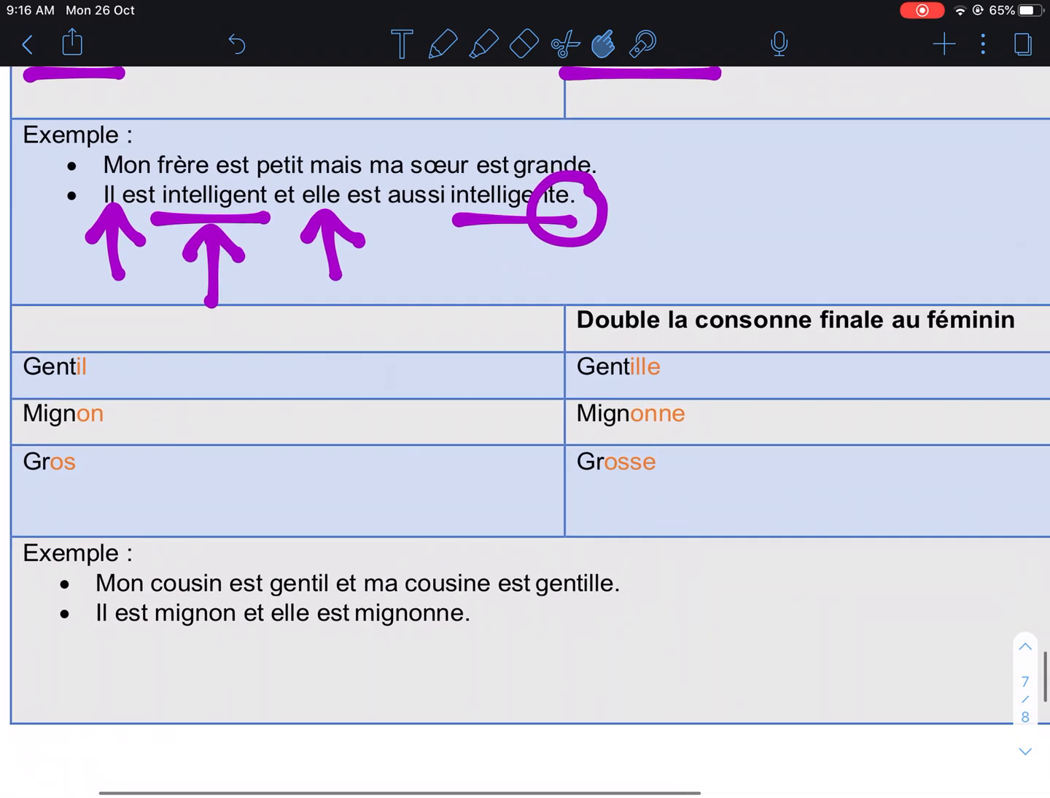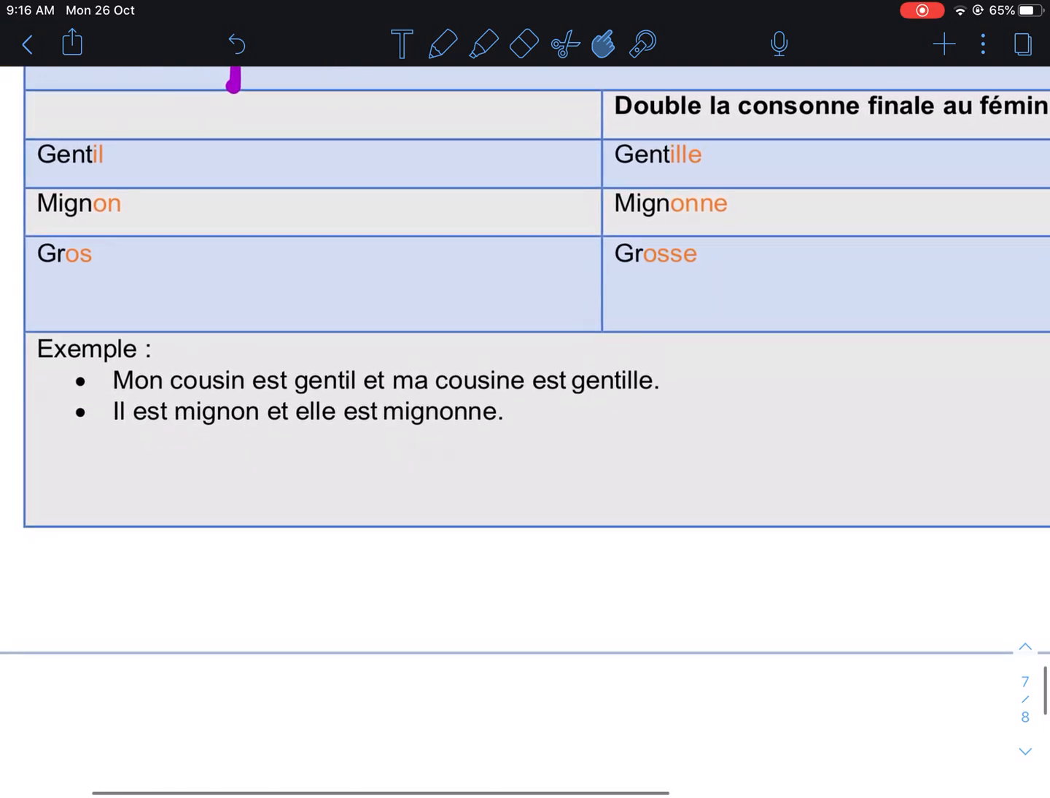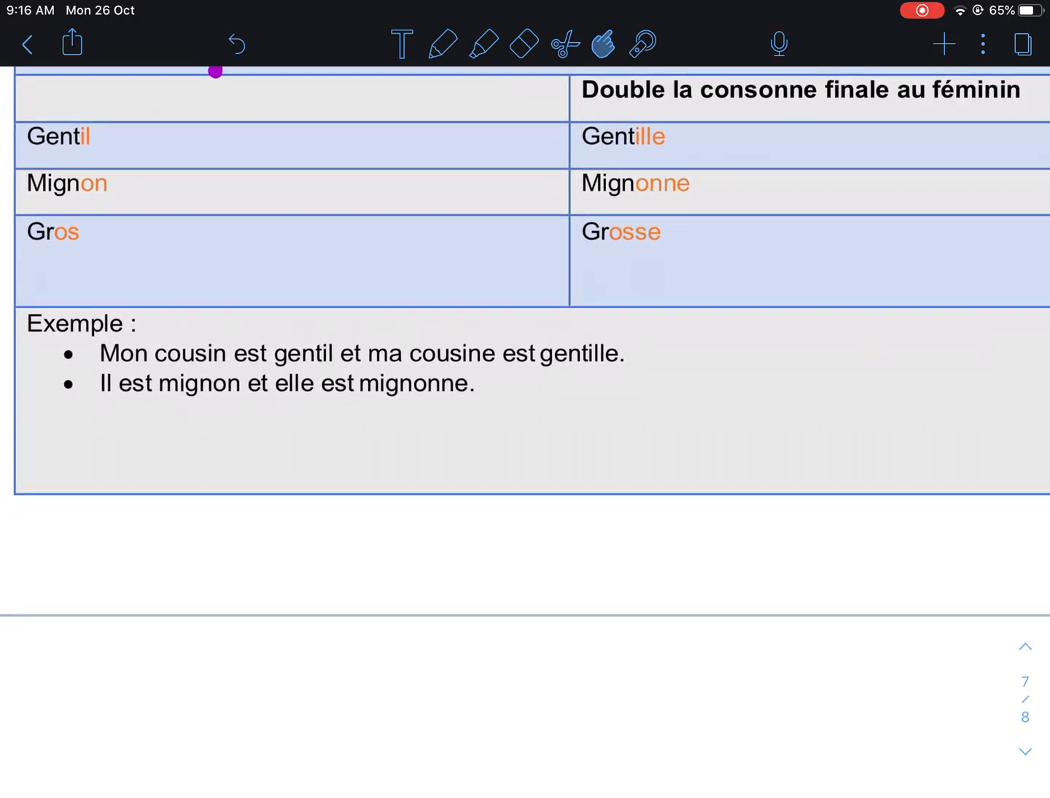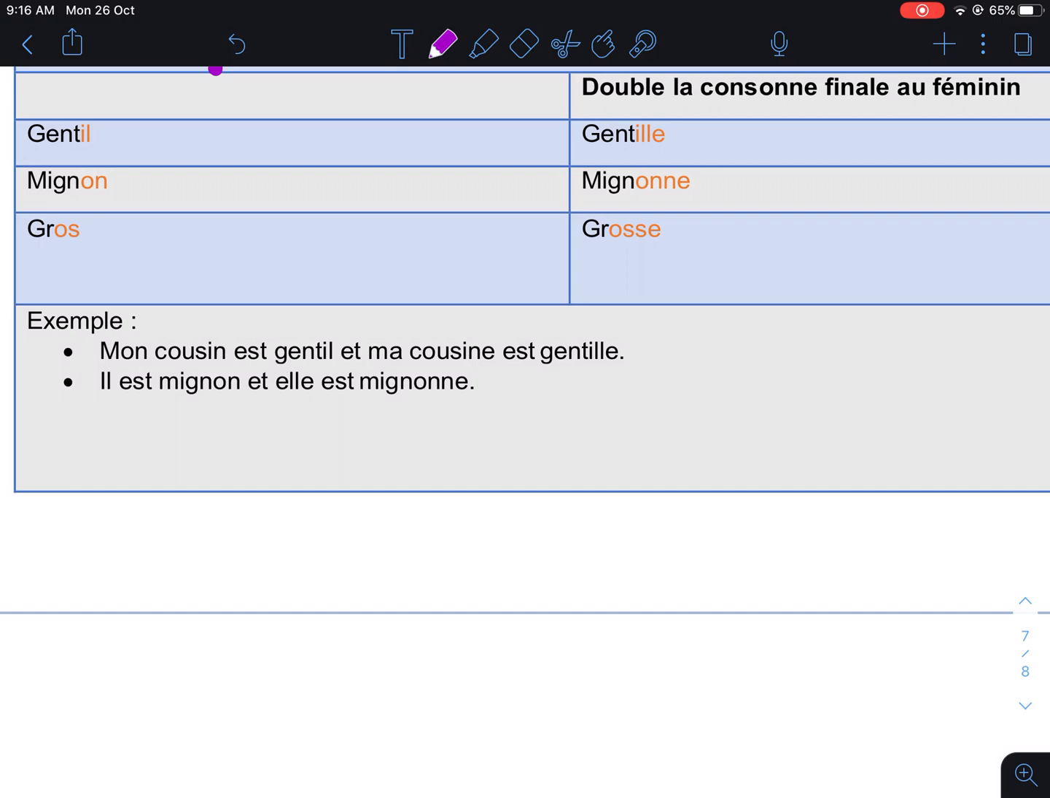Now, let's look at the second variation. Now you have the word gentil here. The L is silent, gentil. So you have mignon, like adding a letter G, and gros, the S is silent. Now I repeat that again. Gentil, mignon, gros, in this masculine column.